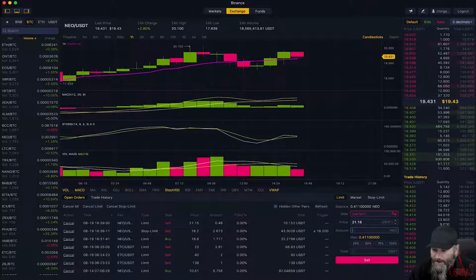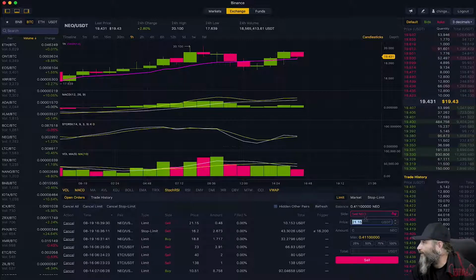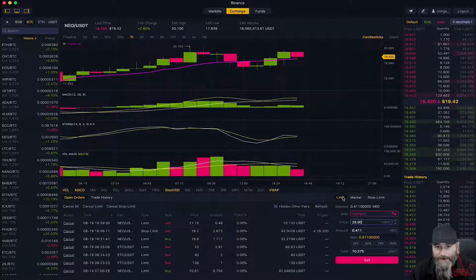All right, now second profit target, we're going to have to see if this is even possible, right? So the second profit target, we're looking at a 34.9% gain. This would be $25. So we're going to do $25. And we're going to do what's left over. Okay, so we hit the minimum there. So $25. We're going to sell this time 0.411 NEO, which will net us 10.275 Tether. Same thing, it's a limit sell. Okay, I'm going to put that on there.